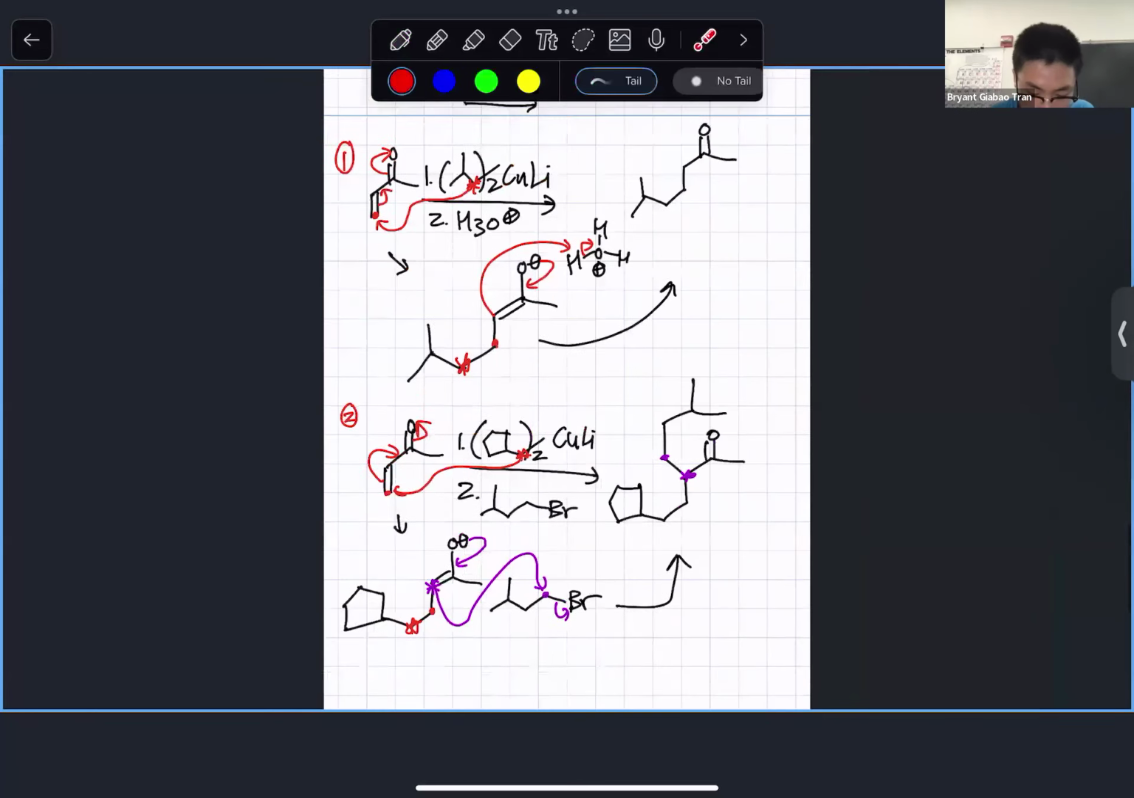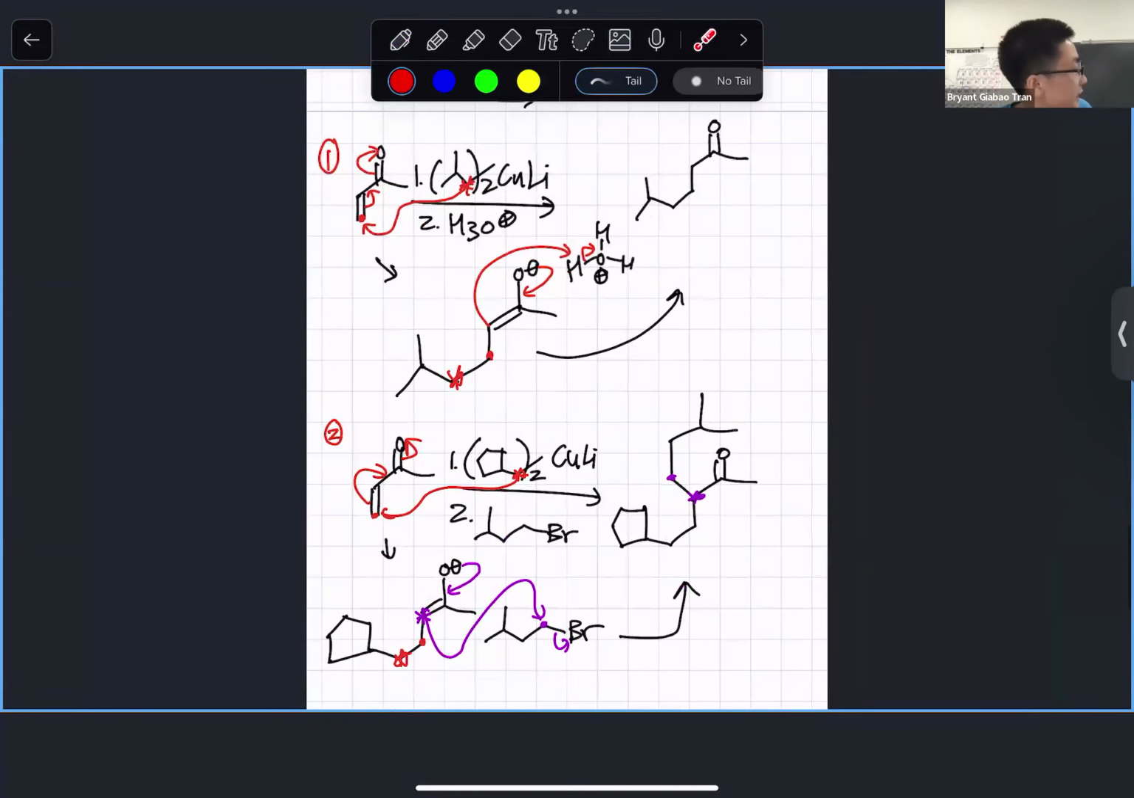So the difference between this first and second reaction is that in the second reaction, this alpha carbon here does not get protonated. It gets alkylated, because a proton is a hydrogen, and an alkyl group is any R group. This is the alkyl group that got attached to that alpha carbon in the second reaction. The hydrogen, the proton, is just invisible at the alpha carbon, which is the hydrogen from the acid workup step in the first reaction.